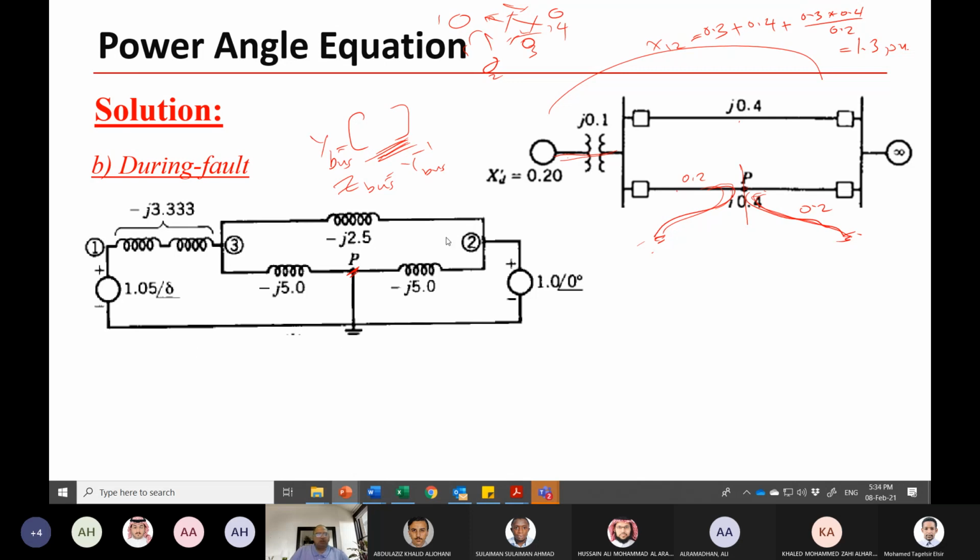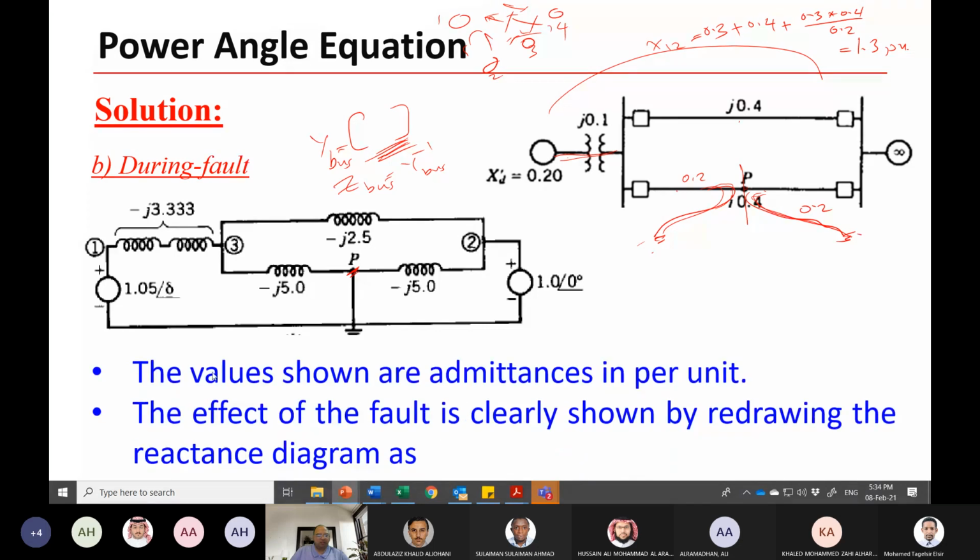So in a systematic way, you convert it to an admittance diagram, and then you can form the Y bus matrix. The values shown are admittances in per unit. You have here 0.2, 0.1, so this is 0.3, and 1 over it gives you minus J3.33. This is 0.4, minus J2.5. We have here 0.2, J0.2, minus J5. We have here J0.2, minus J5. So this is the admittance diagram.